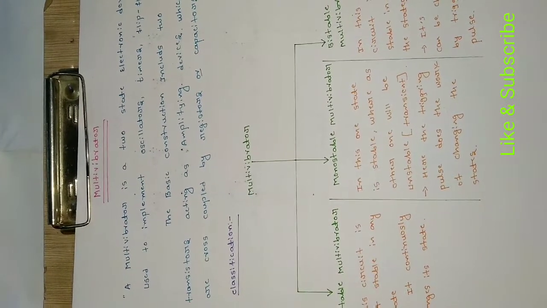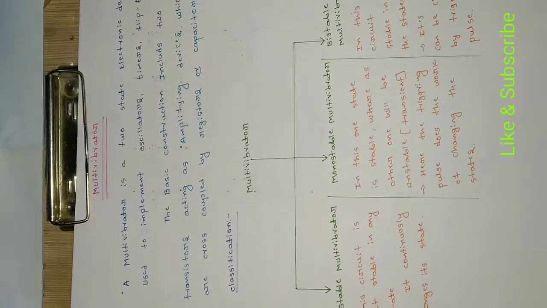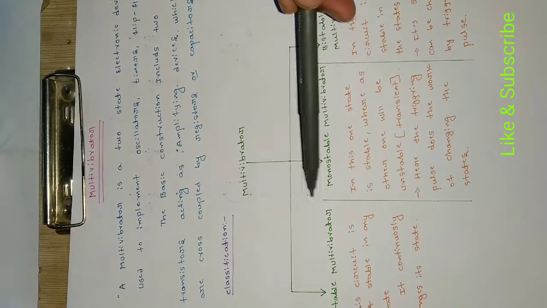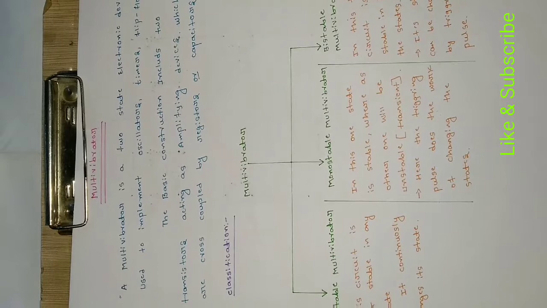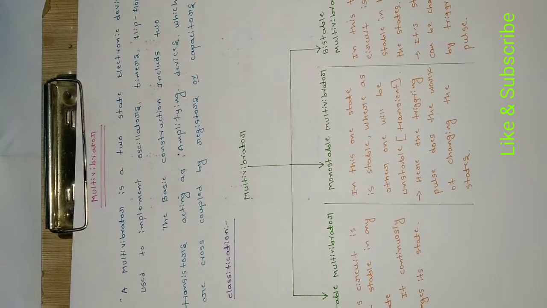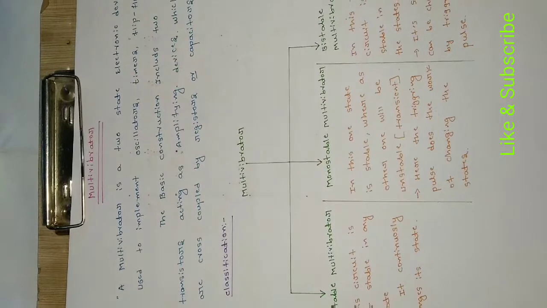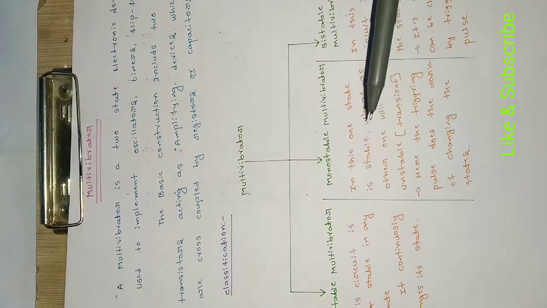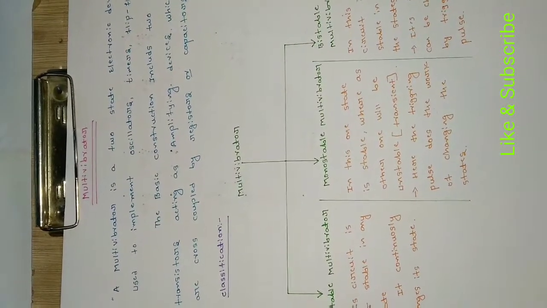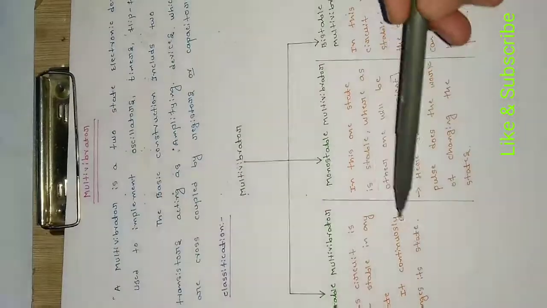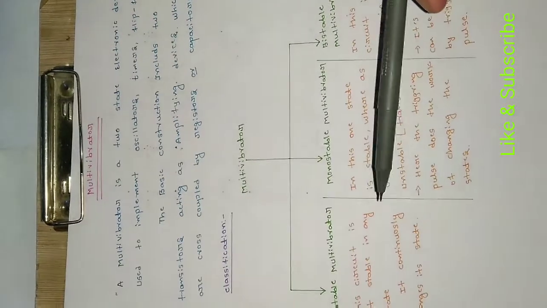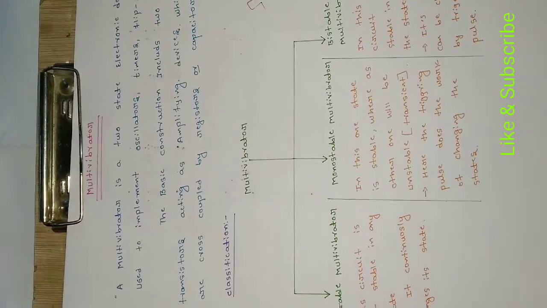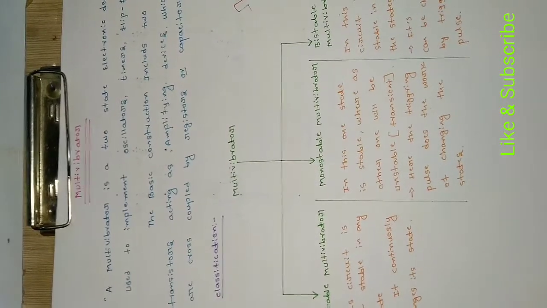Now coming to the classification of multivibrators. It has three types. The first one is astable multivibrator, the second is monostable multivibrator, and the third one is bistable multivibrator. Let us see what is meant by these individual multivibrators. First, astable. This circuit is not stable in any state. This circuit has no stable state. Its output will always be changing, so it will be something like this. It is always changing output, so it is called an astable multivibrator.